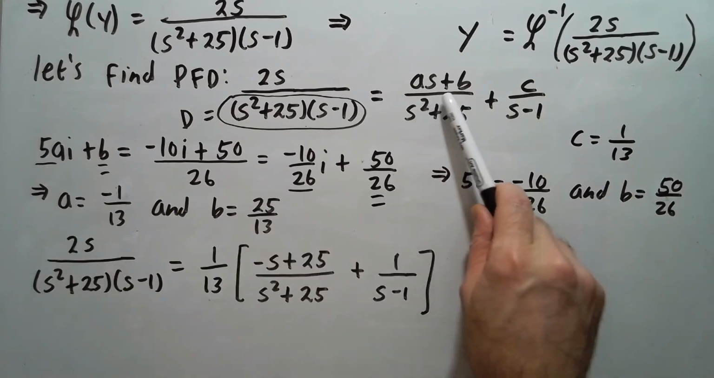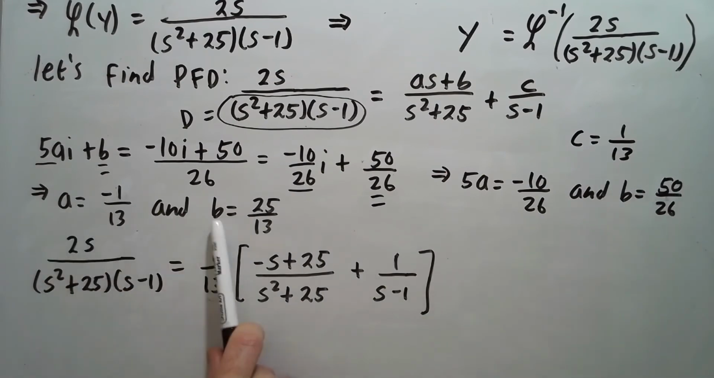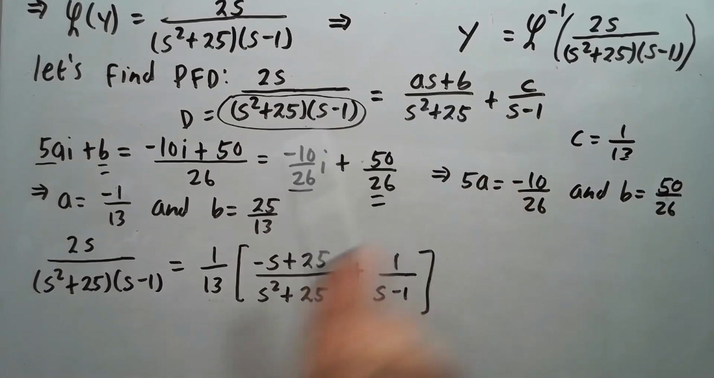Okay, so replacing the a, b, and c up here. Notice the c, the a, and the b all have 13, so I pull that in front here. So what's left of a is negative 1, so it'll be negative s plus b, so it'll be 25, because the 13's out over here, plus 1 over s minus 1. Now we're going to replace this up here with the partial fraction decomposition. So let me erase a few things and we'll keep going.